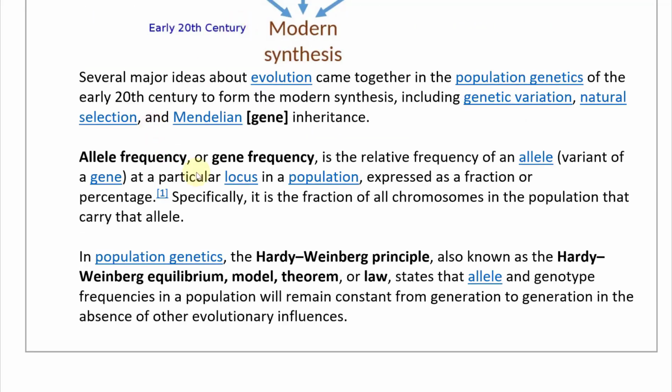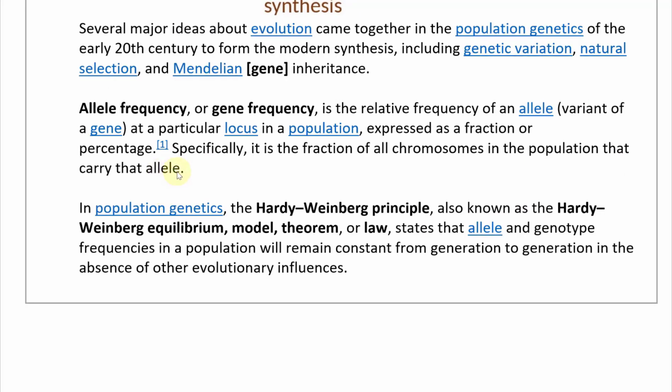Going further, allele frequency or gene frequency is the relative frequency of an allele, or variant of a gene, at a particular locus in a population, expressed as a fraction or percentage. For example, let's say 70% of humans have an X gene allele at a specific spot, and so on, for eye color, green or something. So specifically, it is the fraction of all chromosomes in the population that carry that allele.